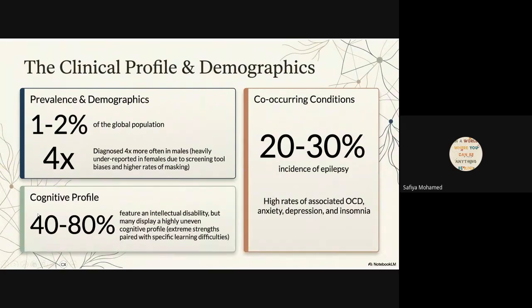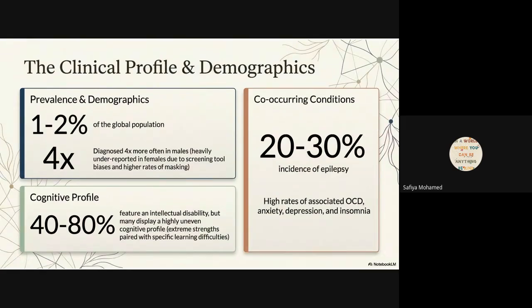The clinical profile and demographics. So here, we're looking at statistics now. We say prevalence and demographics, 1 to 2% of the world has it. Diagnosed 4 times more often in males, heavily underreported in females due to screening tool biases and higher rates of masking. So with females, people tend to hide it and not take them for assessments and diagnosis. So it's 4 times more in males that you will find reported, diagnosed, and doing some sort of therapy or schooling that caters to their needs compared to females.